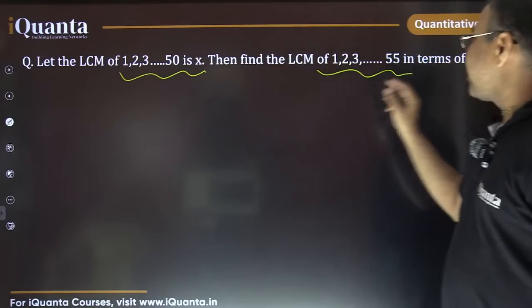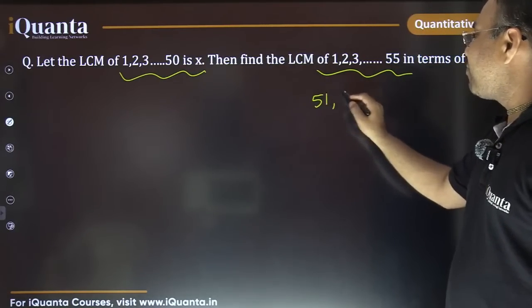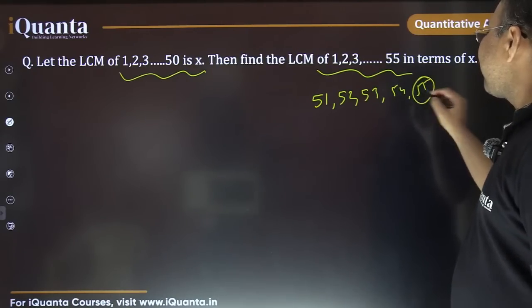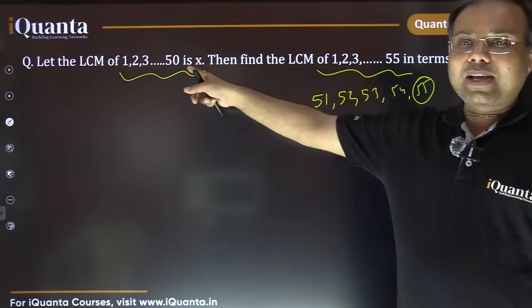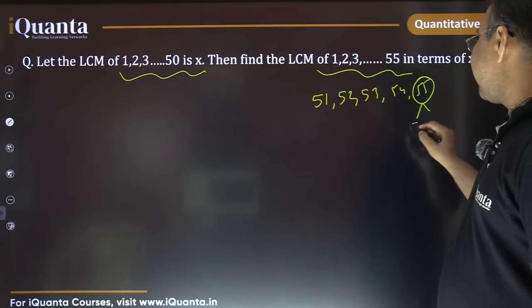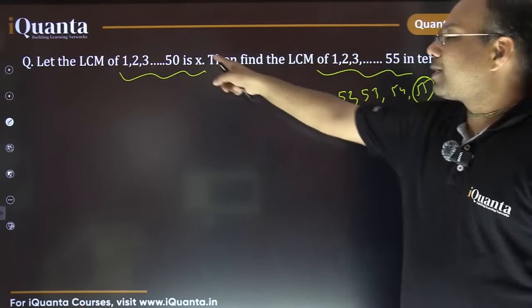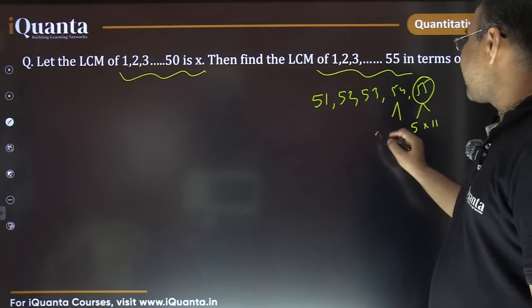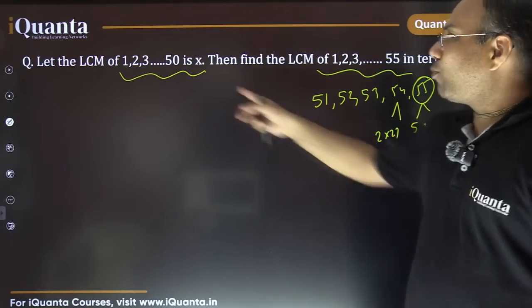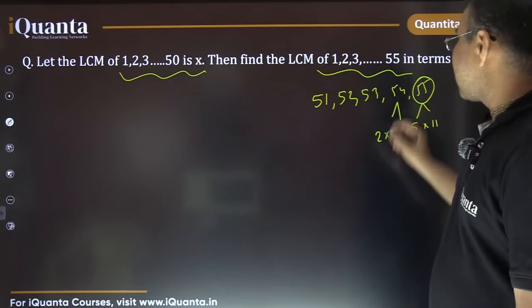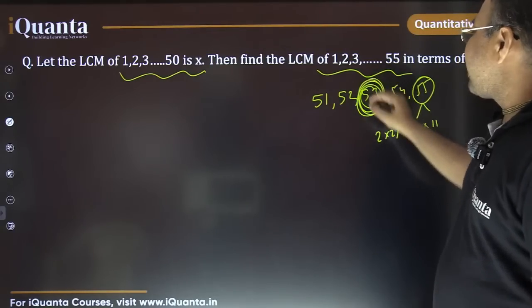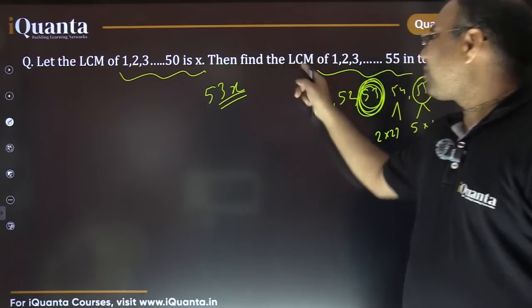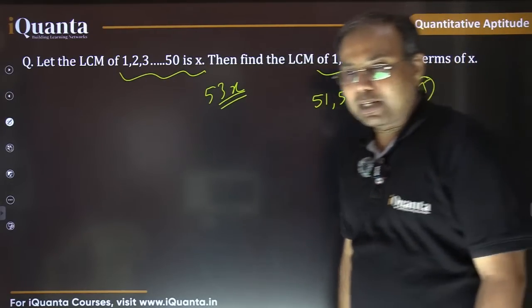Now after 50, what is happening? We have extra numbers 51, 52, 53, 54, 55. Now 55 is already a divisor of x because 55 means 5 and 11, so x is also divisible by 5 as well as 11. Same way 54 has smaller factors like 2 and 27. Both are factors already available in x. So 53 is the only prime number that needs to be multiplied. So 53x is the LCM of all the numbers from 1 to 55. So that is correct. Good.